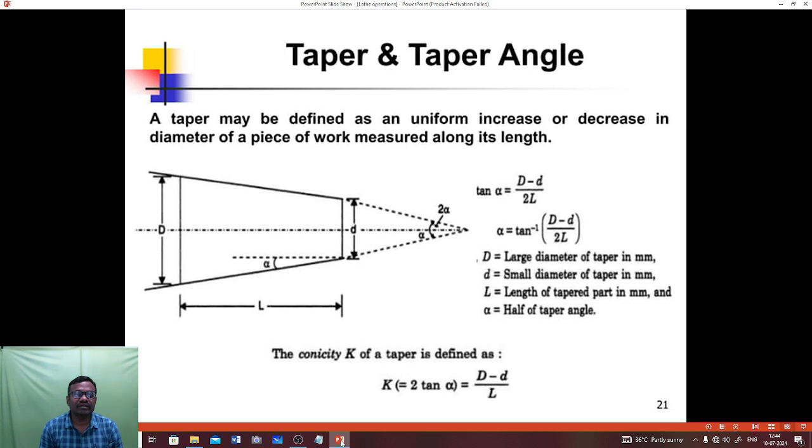In taper turning, the angle is determined as tan alpha equal to (D minus d) by 2L, and alpha equal to tan inverse of (D minus d) by 2L, where capital D is the large diameter of the taper in mm, small d is the smaller diameter of the taper in mm, capital L is the length of the tapered part in mm, and alpha is half of the taper angle. The conicity K of a taper is defined as K equal to 2 tan alpha equal to (D minus d) divided by L.